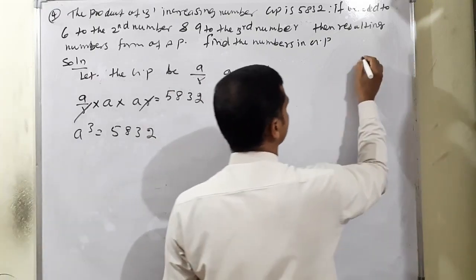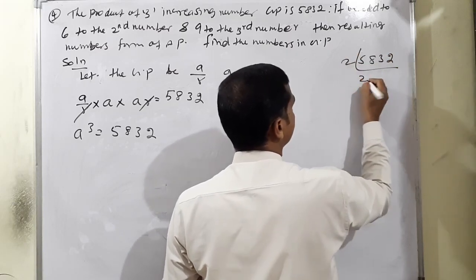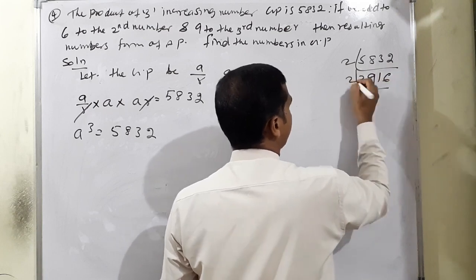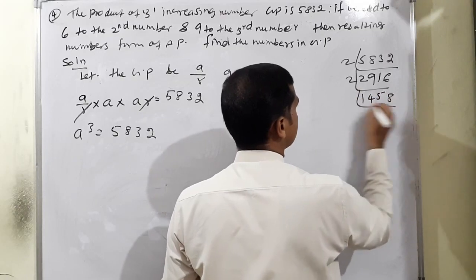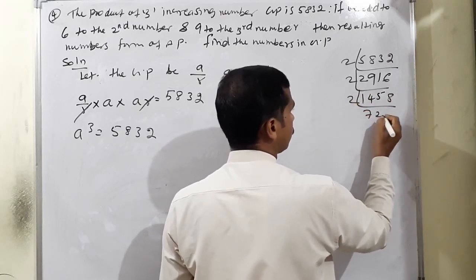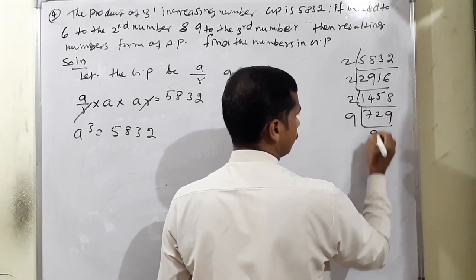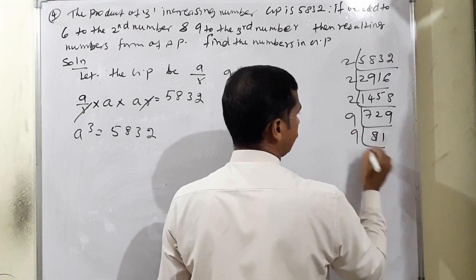So, 5832 means, dividing by 2 gives 2916, then 1458, then 729. Then 729 divided by 9 is 81, and again by 9 is 9. The 9th table: 9 eights are 72, then 1, so 81. Again 9 means 9.